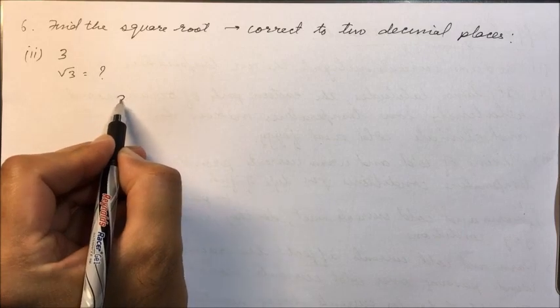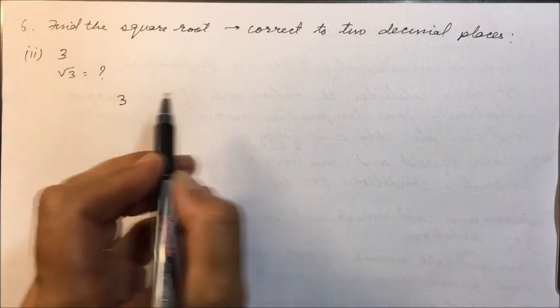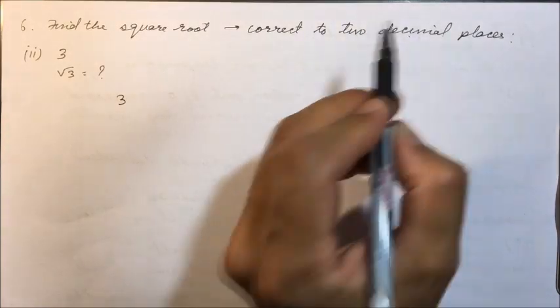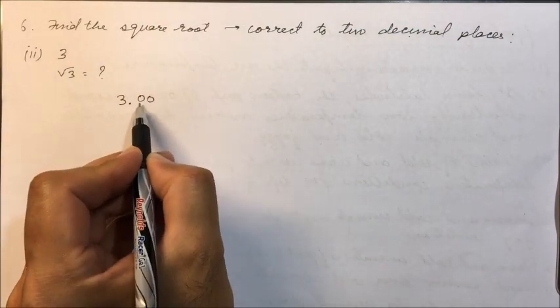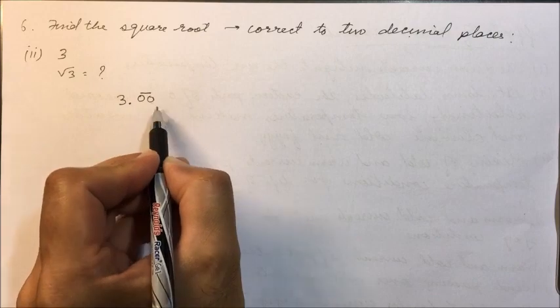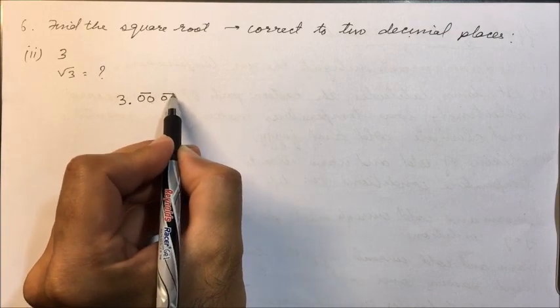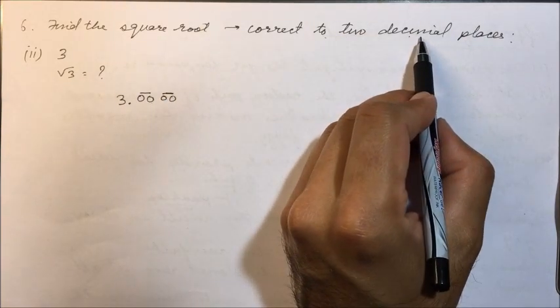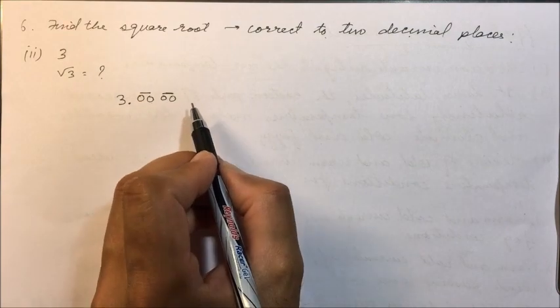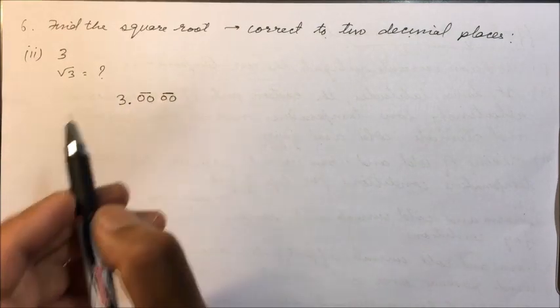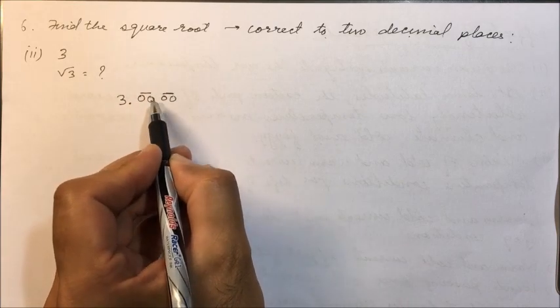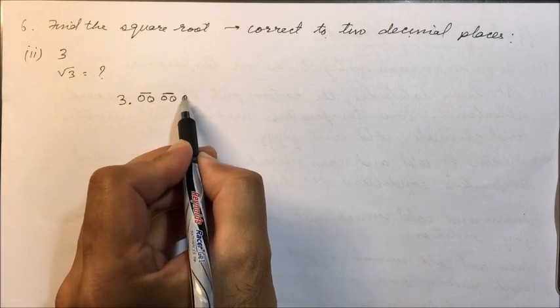So I'll be writing 3. Its square root we have to calculate up to 2 decimal places. So 0.1 decimal places we will get from this pair. Other decimal places from this pair. And we have to correct to 2 decimal places. So we will go with 3 decimal places. We will find the square root of 3 up to 3 decimal places. So 1 we will get from this pair, second we will get from this pair, third we will get from this pair.